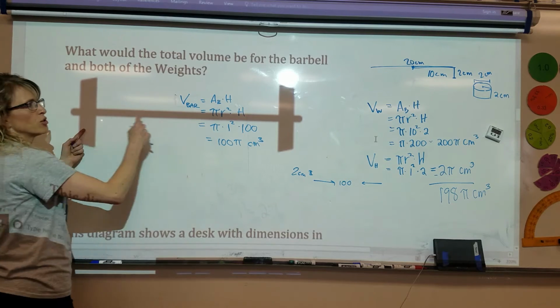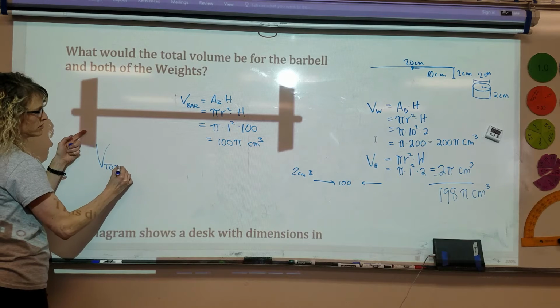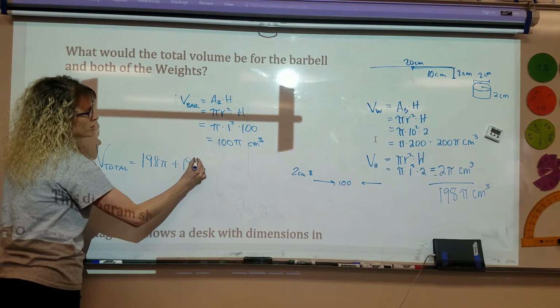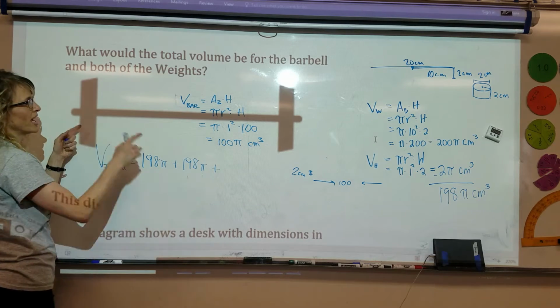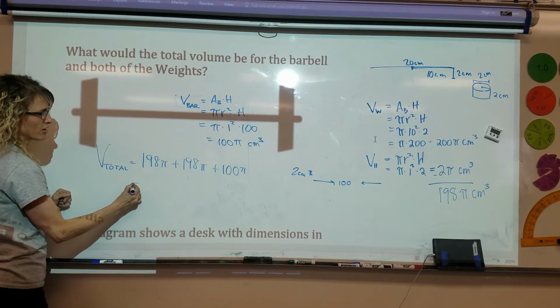So in the next question, it says, what's the total volume for the barbell and both of the weights? So now we have 2 weights, which we figured out. We'll call this total. We had 198 pi, but there's 2 of them, 198 pi. And then we had the bar, which we figured out was 100 pi. We're going to add all those together.